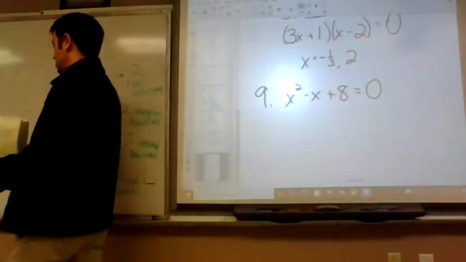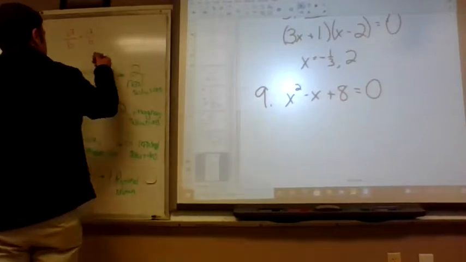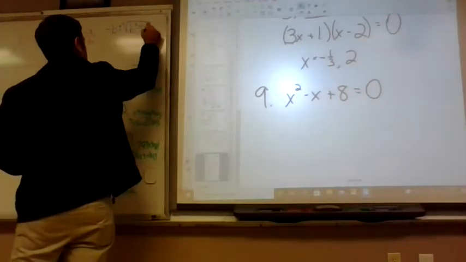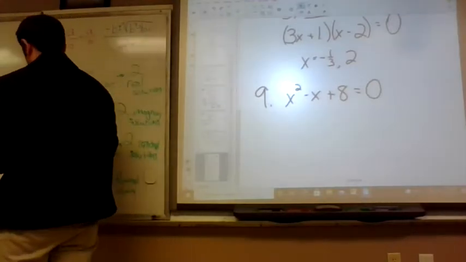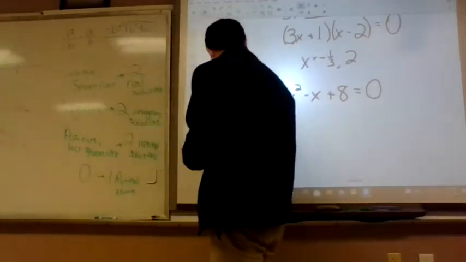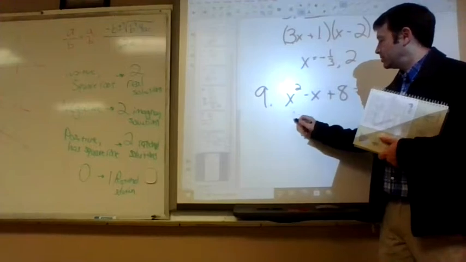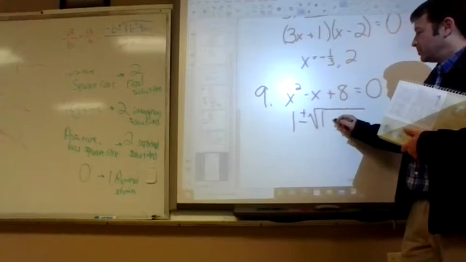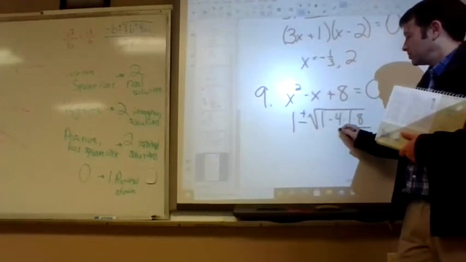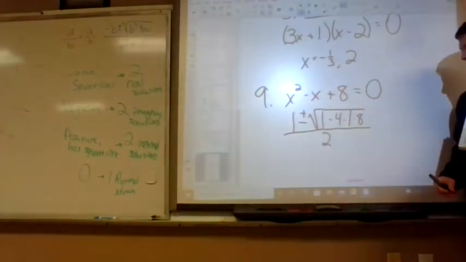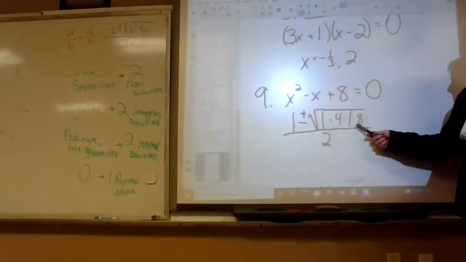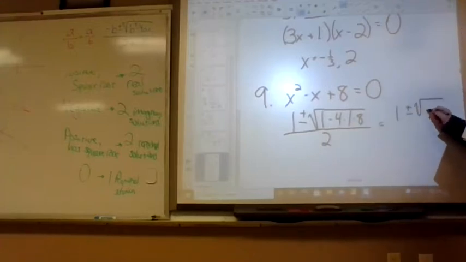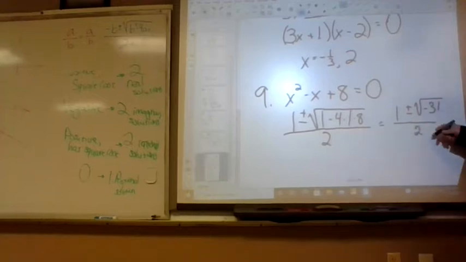All right, let's give it a go. So, plus or minus the square root of b squared. Negative 1 squared is positive 1, minus 4ac, over 2a. Okay, here's the thing. Under the square root, I get negative 31. So what kind of answer is that?